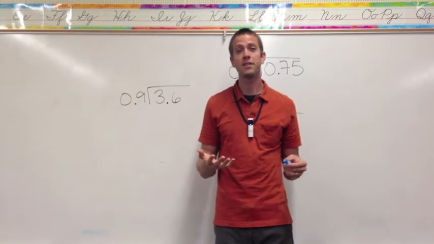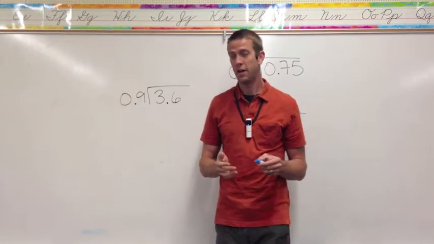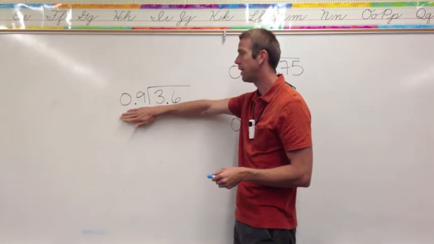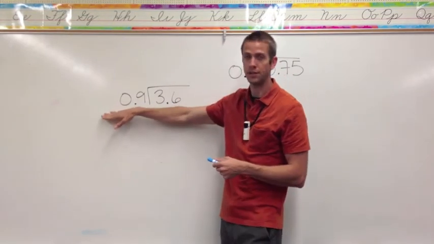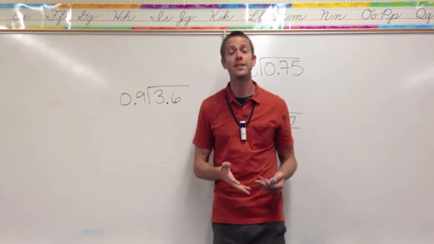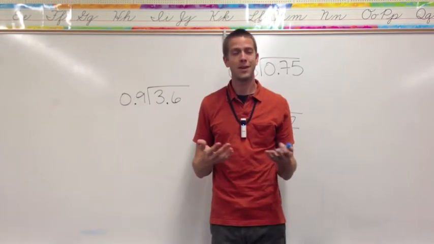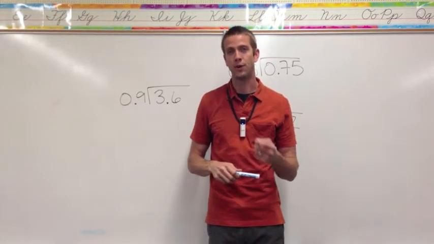In my class, we've been dividing by whole numbers all year. You've never had 0.9 as your divisor, as the number on the outside of the fraction. You've always had decimals only on the inside. But it's only going to require one simple trick.